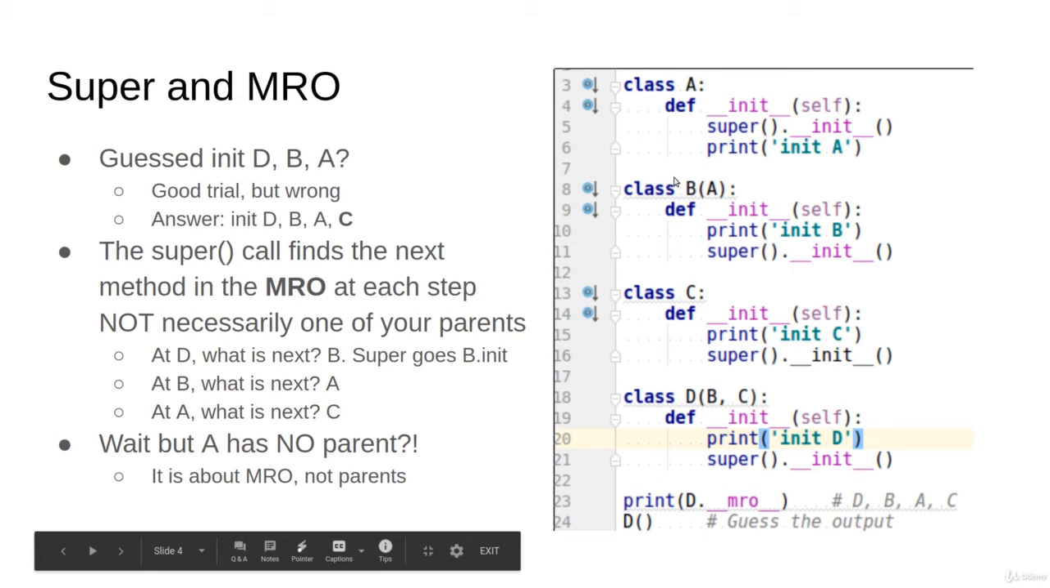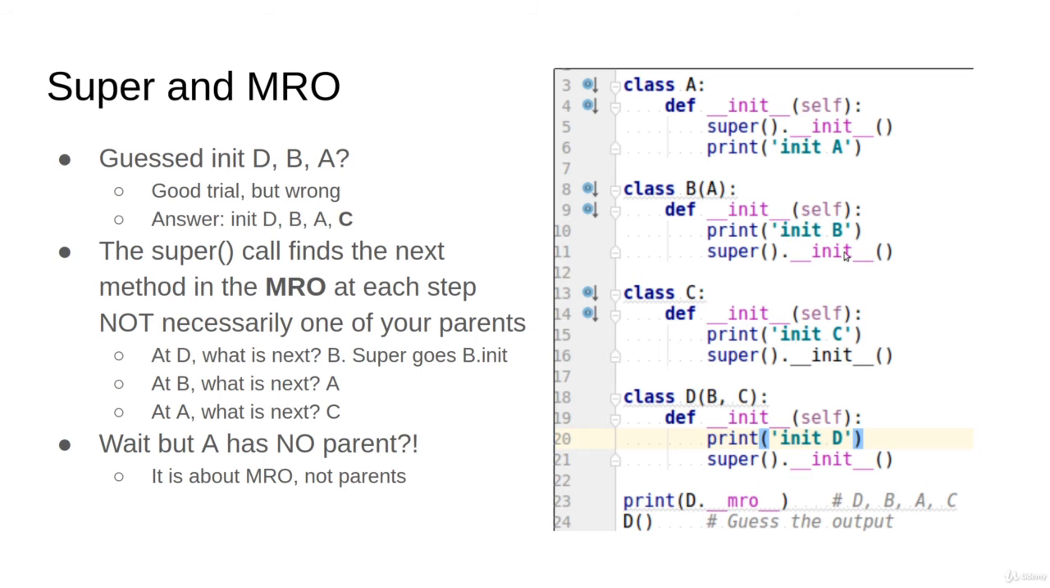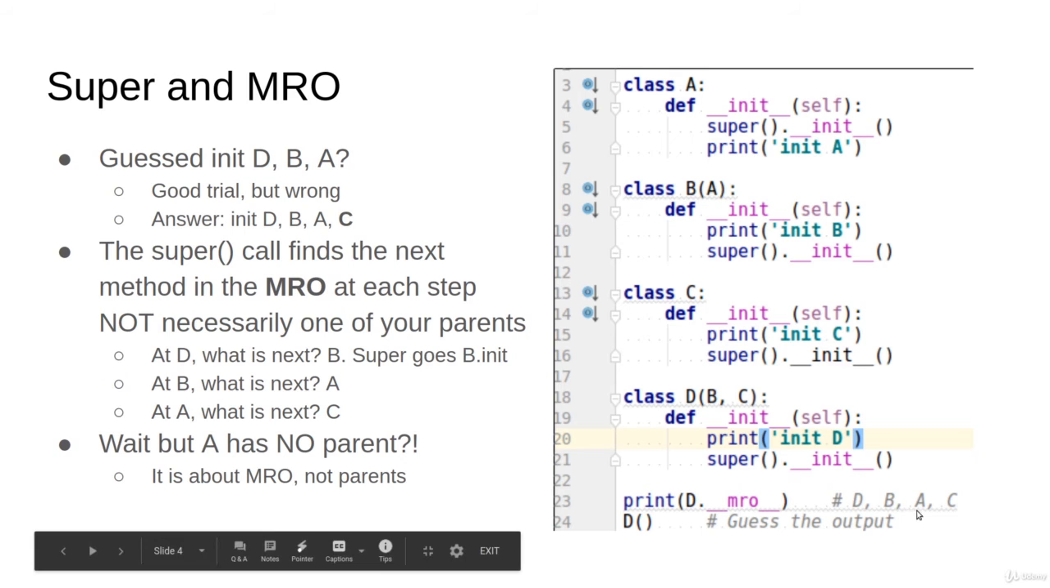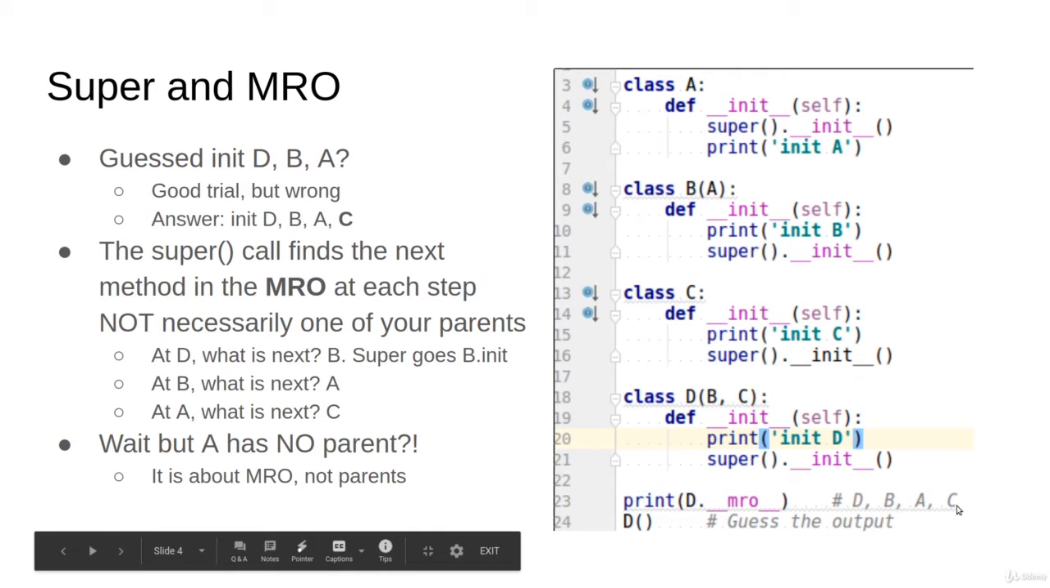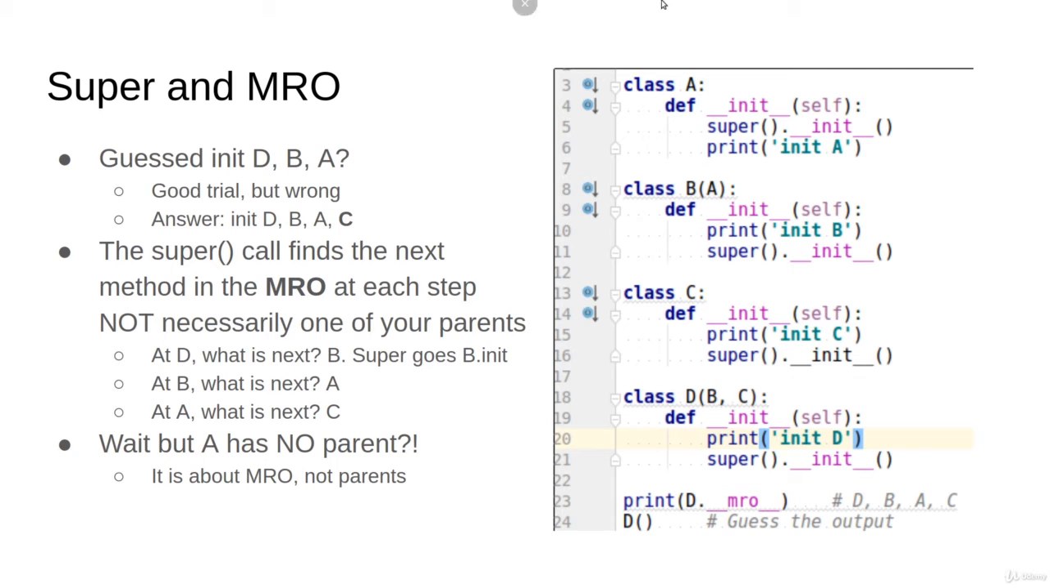Now we move to B. B is going to print init B and call super. What is the next after B in the MRO? It is A. So B is going to call A. What is next after A? It is C. Wait a second. This is very confusing. After you call init A, super is going to call the class C. Wait. A doesn't have a parent. Super should actually refer to the object class. But in practice, super will call class C. A doesn't have C as a parent, but it's going to call it.